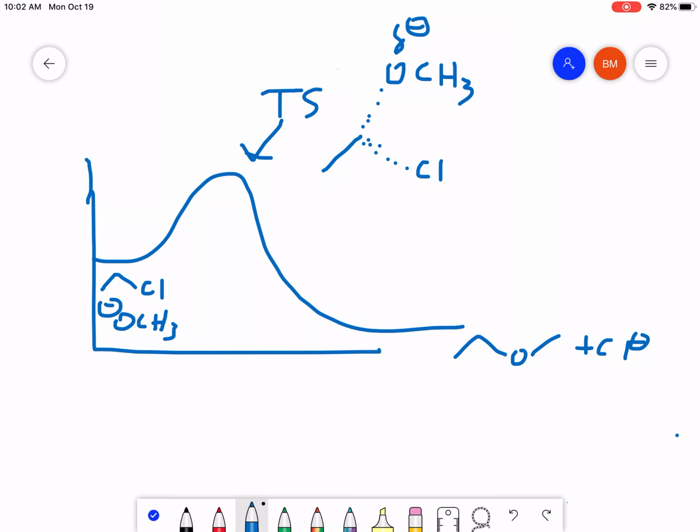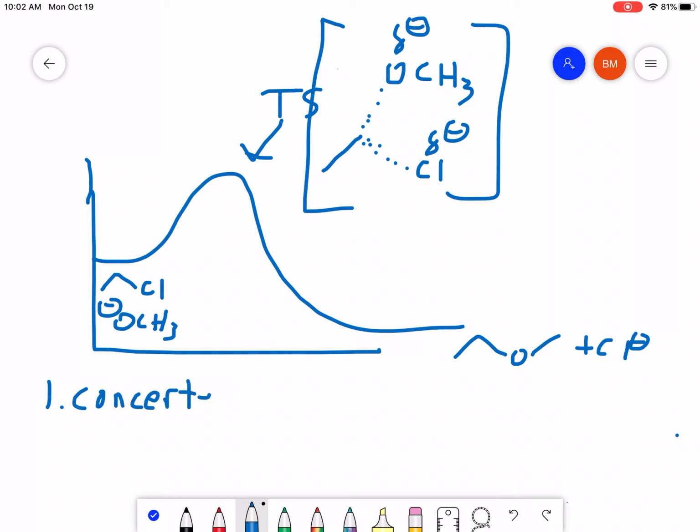Cl as well. Chlorine was neutral at the beginning. At the end, it's fully negative, so it's also going to have a partial negative. Put that in brackets, and voila, that is your transition state. That is something that you should be able to draw. You should be able to draw the transition state for an SN2 reaction and later on for SN1 reactions as well. All right, so let's see. We know it's concerted. I know I keep moving this around, but I keep running out of space.